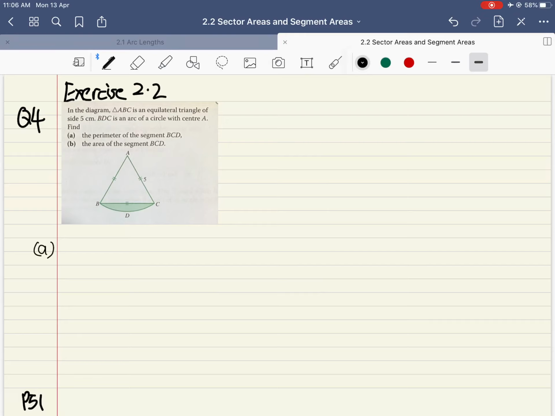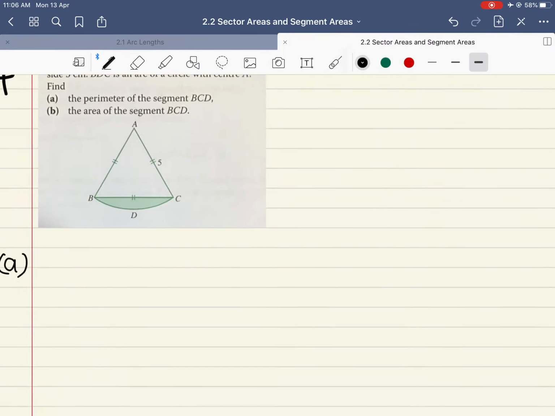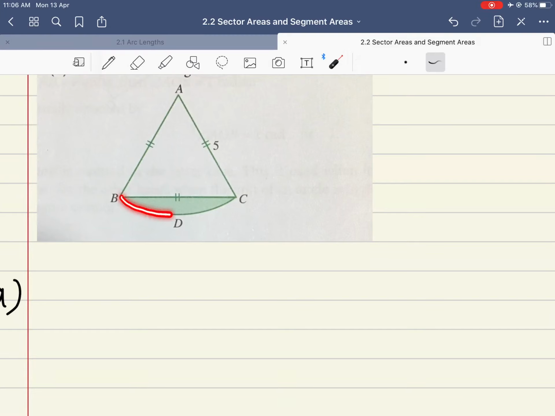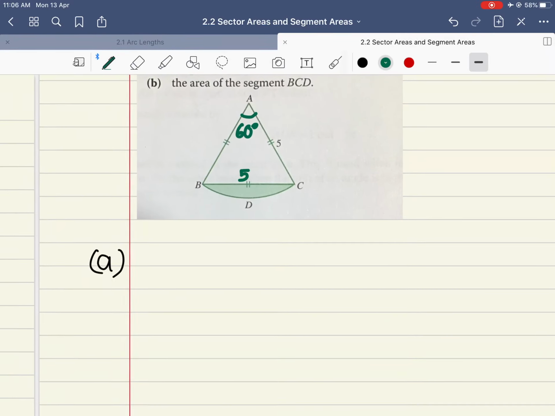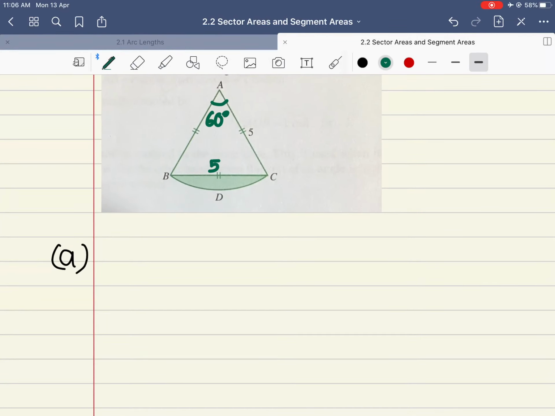Now I will start with question 4a. What we need to do is find the perimeter of the segment BCD. So what I'm looking for is the arc BDC plus this length over here. Just some notes. This, if you notice, is an equilateral triangle. So this angle here will be 60 degrees, which means that this side is 5. This side will also be 5 cm. So let me just fill in the diagram. This is 60 degrees. This is 5 cm. So now, the perimeter of the segment is equals to this.